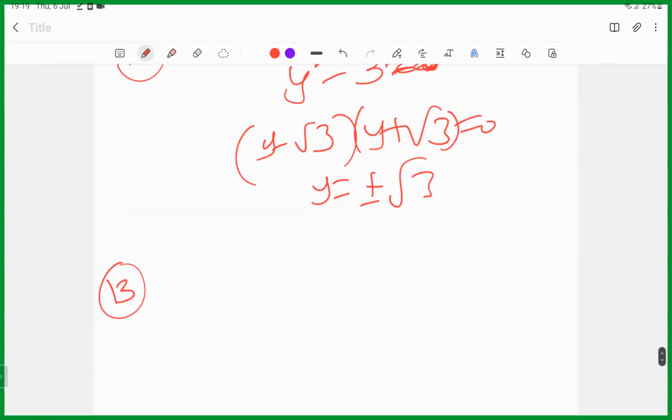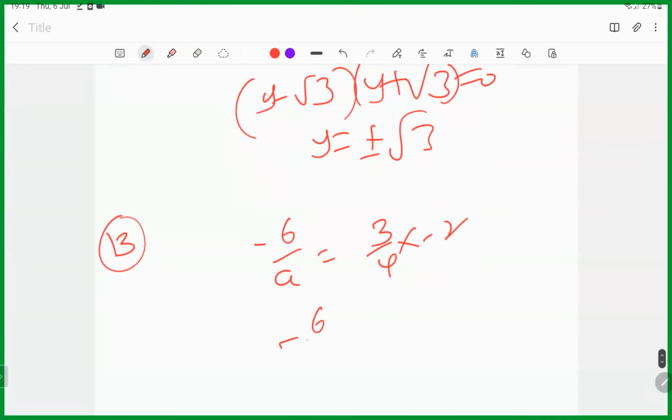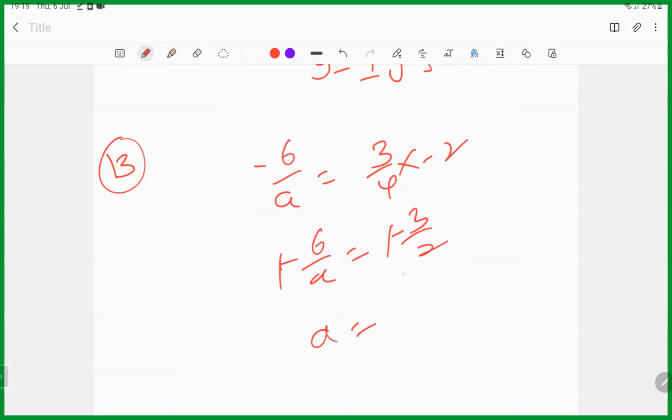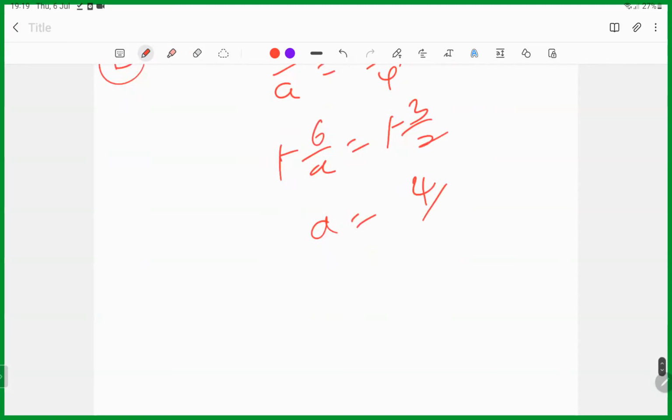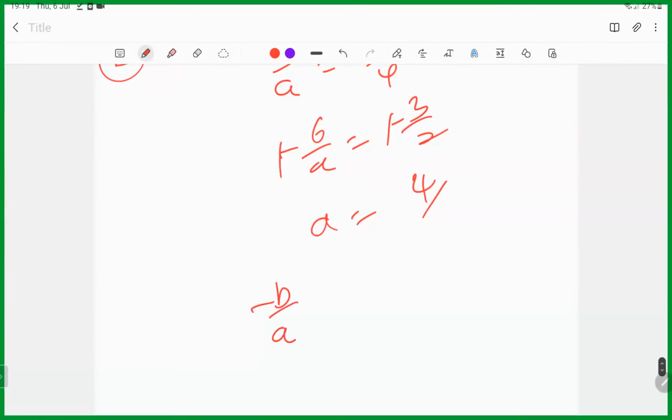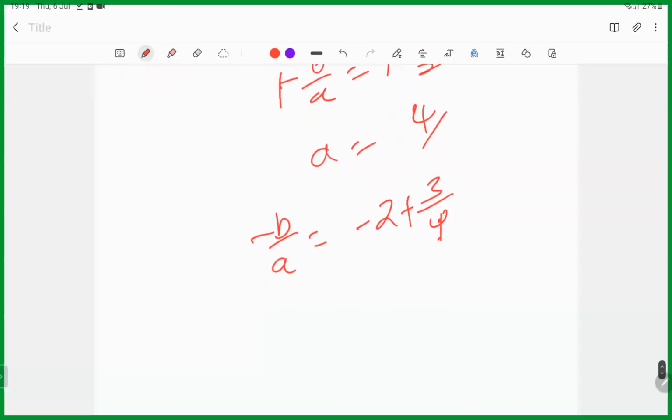Let's take first the product of the roots. Product is c by a. c by a equals minus 6 by a, and that equals 3 by 4 into minus 2, right? Minus 6 by a equals minus 3 by 2. Then a equals 4, right? Now take the sum. Sum is minus b by a. Minus b by a equals minus 2 plus 3 by 4. From this you can get the b value. Okay.